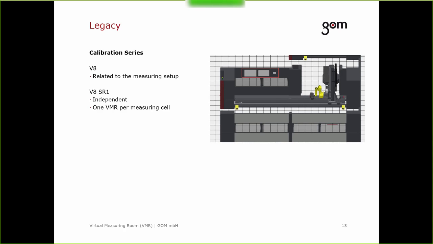Due to the concept of one VMR per measuring cell, the calibration series is now independent from the measuring setup and can be used for multiple working areas. When a calibration series is used for a new working area with a new measuring object, the software still performs a collision check each time.